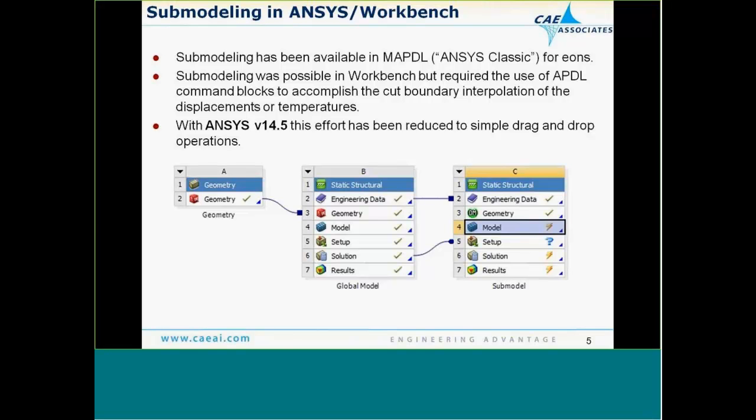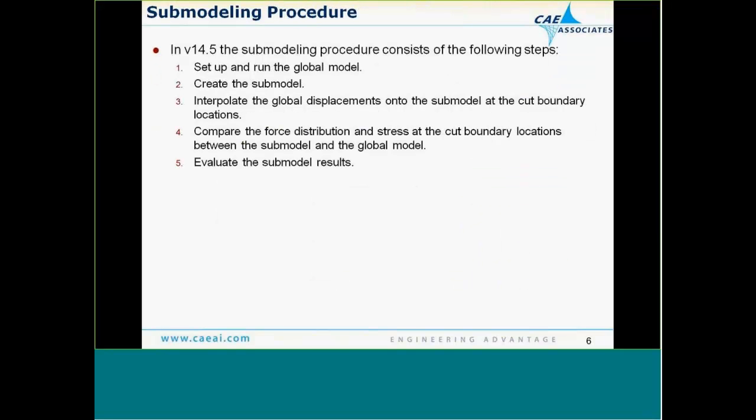One of the nice things about version 14.5 is that they've reduced that entire effort to simple drag and drop operations. We can have our global model and our submodel inside the same project. That's highly advantageous because we can simply make a duplicate of our global model and then edit that geometry locally to extract the submodel region. Then when we're ready to interpolate those boundary conditions, we grab the solution row from the global model, drag it, and drop it onto the setup row of the submodel. And that's what we'll be doing today.